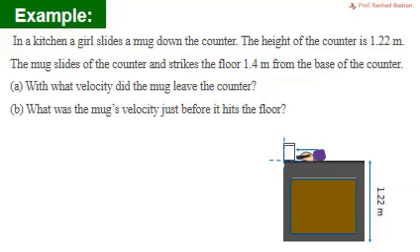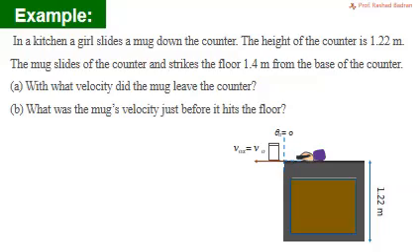In this example, a mug is pushed with an initial velocity horizontally from the counter with a height of 1.22 meters. As the mug slides off the counter, it strikes the ground 1.4 meters away from the base of the counter. Now, what is the initial velocity of the mug, and what is going to be the final velocity just before hitting the ground?